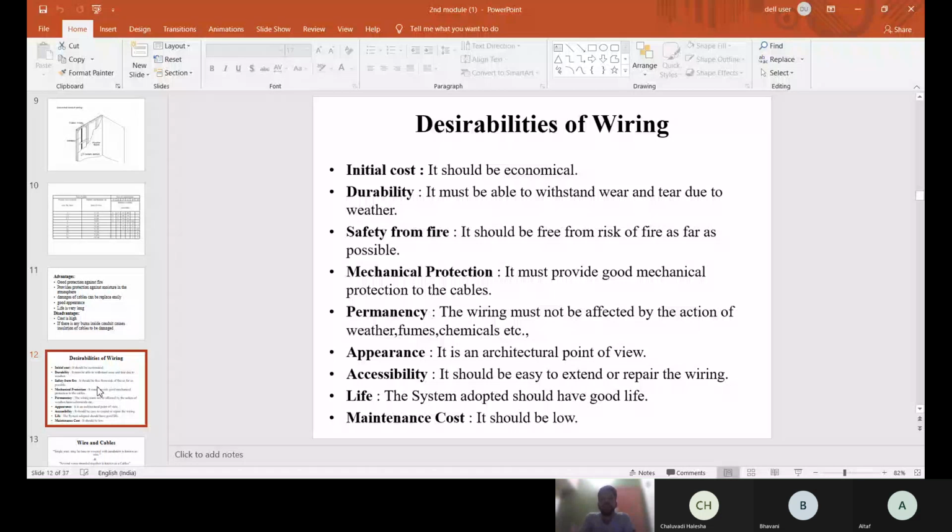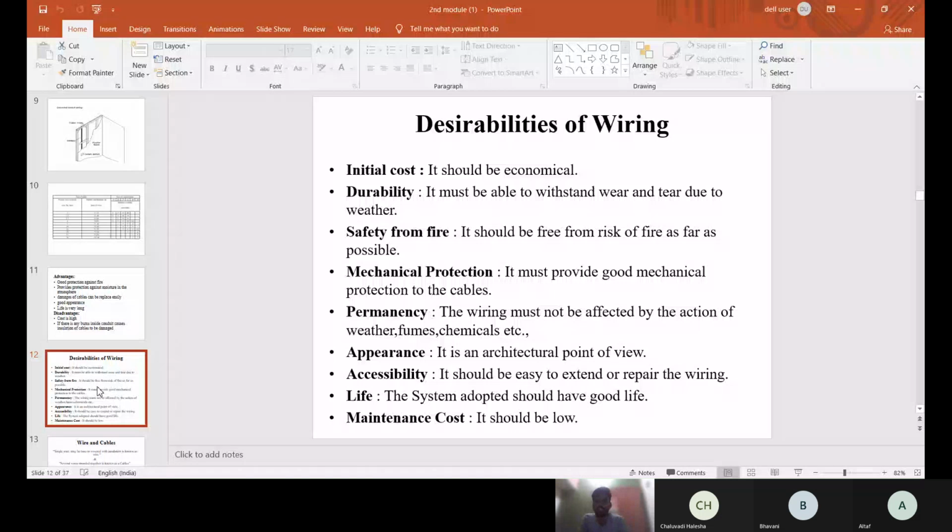It should be able to withstand any mechanical loads or mechanical appliances. So you need to protect your cable from any mechanical devices. The permanency: the wiring must not be affected by the action of weather, fumes and chemicals, etc. The appearance: how it looks, from an architectural point of view. In an architectural point of view, not only our home but also our industry should look neat. Appearance-wise, it should be disciplined. Like that, you need to make sure of your wirings.